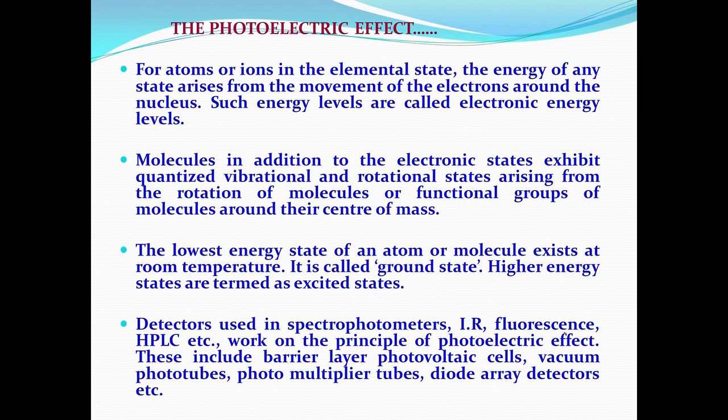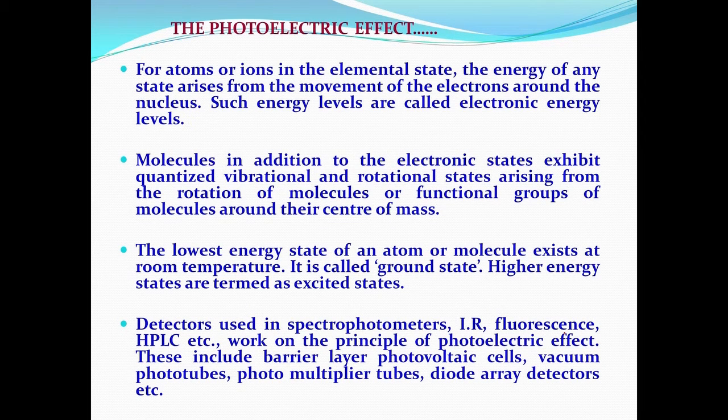So, you have to measure the current, and to measure the current what we need is a small electrical measuring instrument, that is known as a barrier layer cell, photovoltaic cell, vacuum phototube, photomultiplier tubes, diode array detectors, etc. All these things are required for the determination of the electromagnetic radiation and their energy.